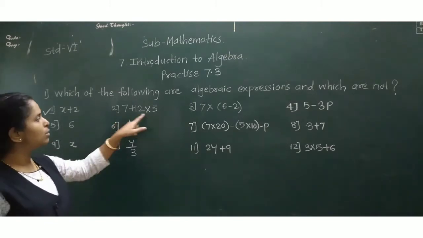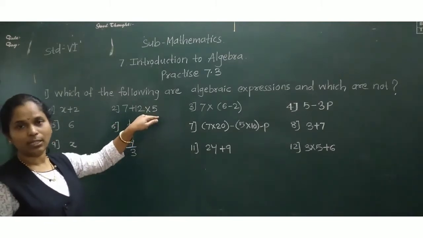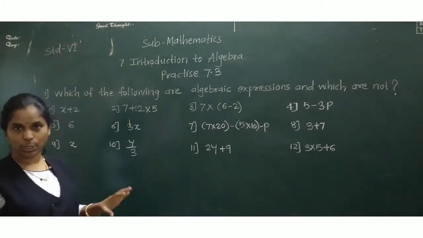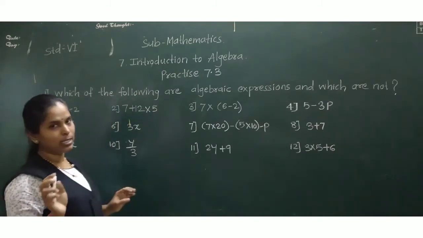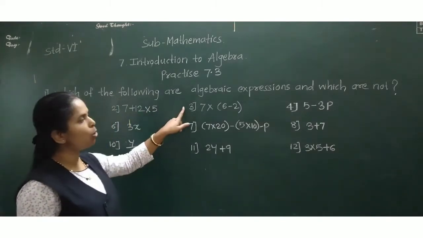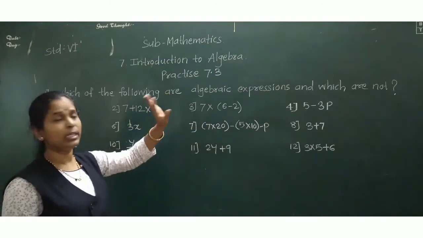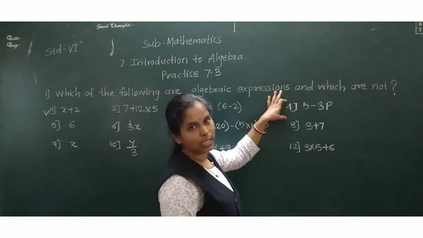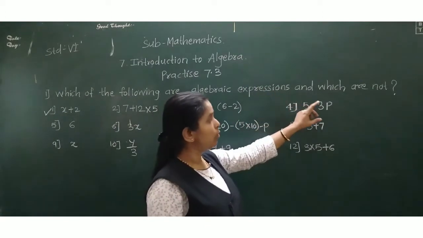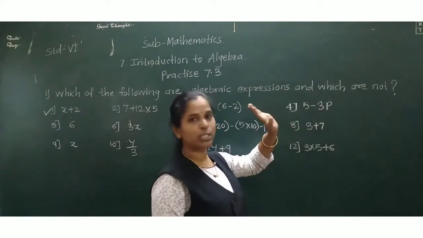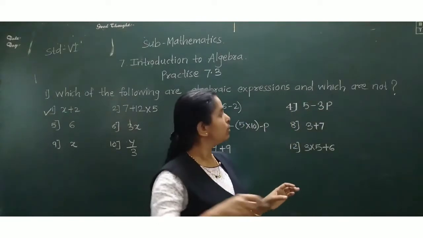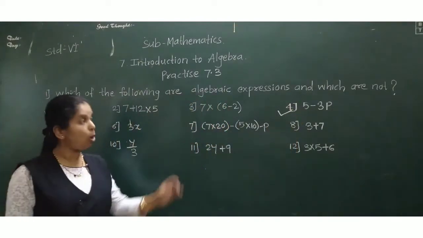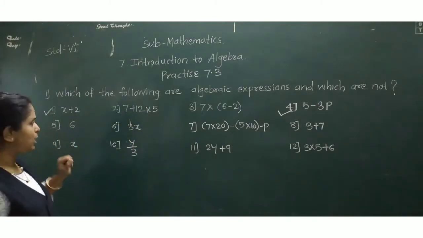Second one, look at this. Only numbers are there. Can we say it is an algebraic expression? No. It becomes a mathematical expression only, so we cannot call it algebraic. Here also, only numbers are there along with operation. So it is also an example of a mathematical expression. Fourth one, 5 minus 3p. Here not only a variable but a constant is also there. Along with the letter, numbers are there. So yes, it is an example of an algebraic expression.